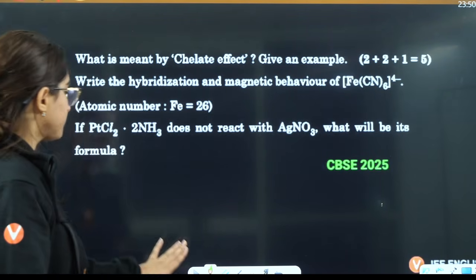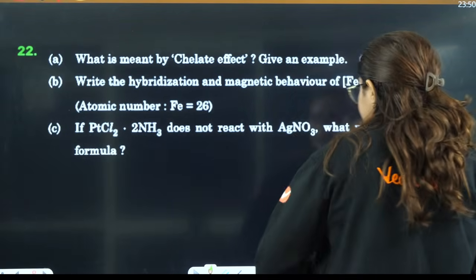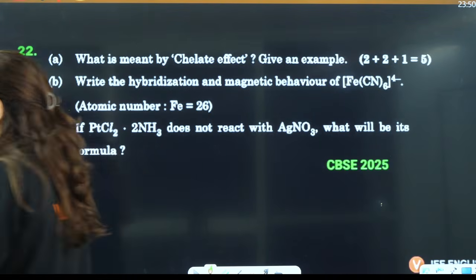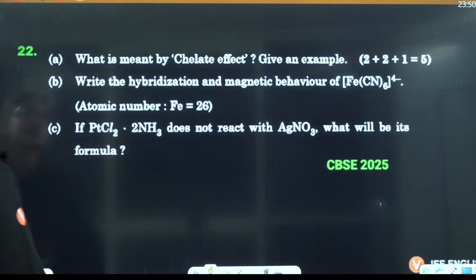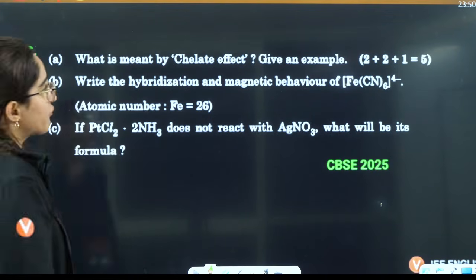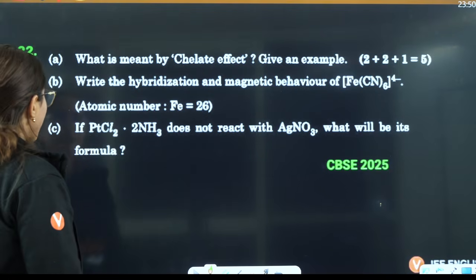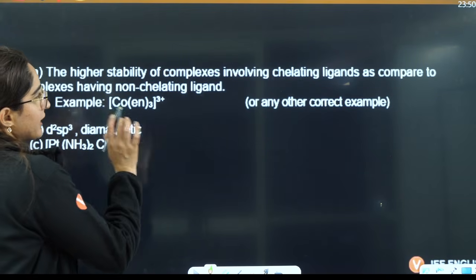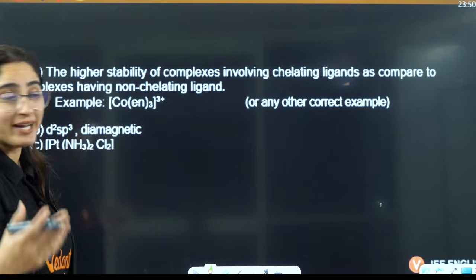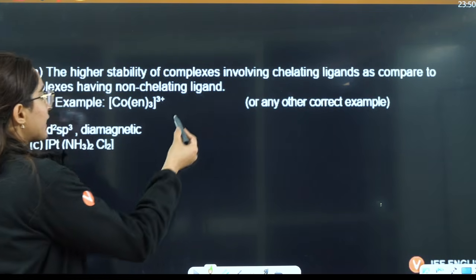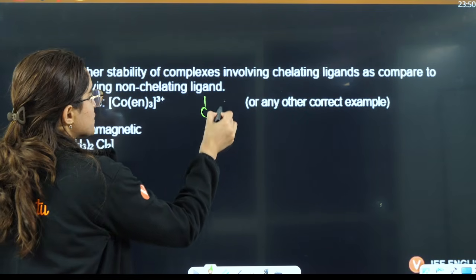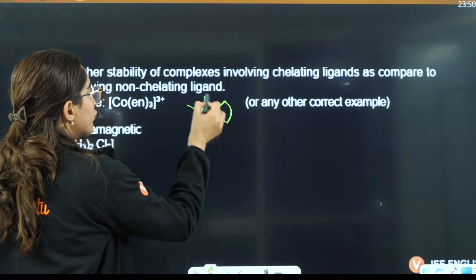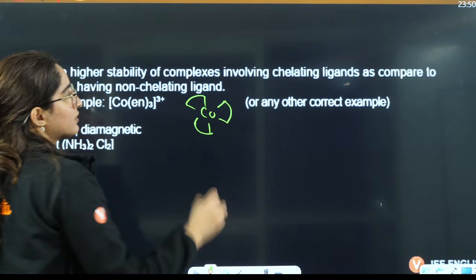Next one is a CBSE 2025 question that says, what do you mean by chelate effect? Give an example. Whenever a bidentate ligand or a ligand with more than two donor sites is there, they tend to form complexes like this. For example, they tend to form a cyclic ring, right?